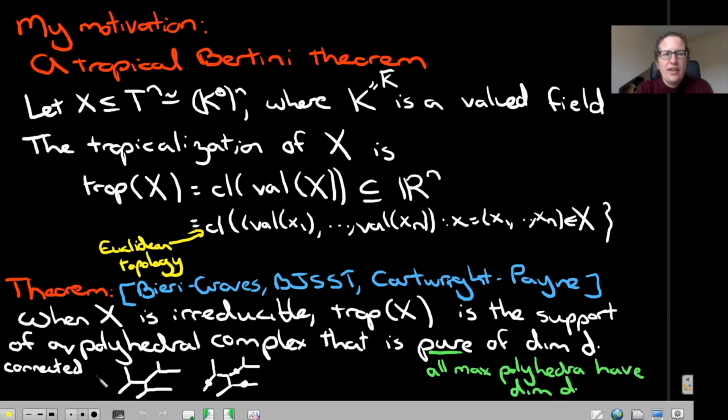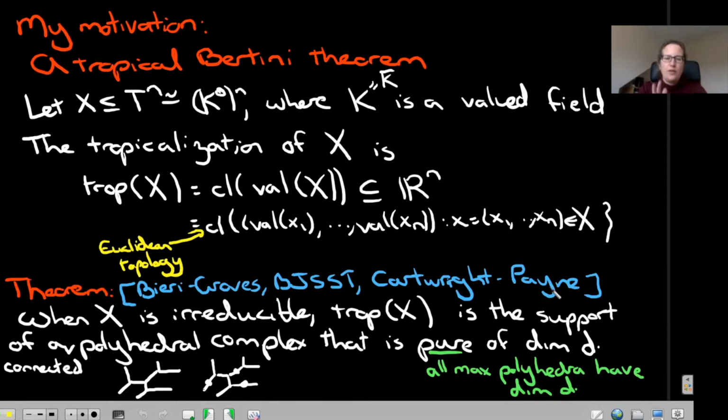Okay, so Bieri and Groves essentially proved that it is the support of a polyhedral complex and of the dimension bound. And then the work of Bogart, Jensen, Speyer, Sturmfels, and Thomas set up the approach to connectedness, and Cartwright and Payne actually finished the proof and gave the connectedness.